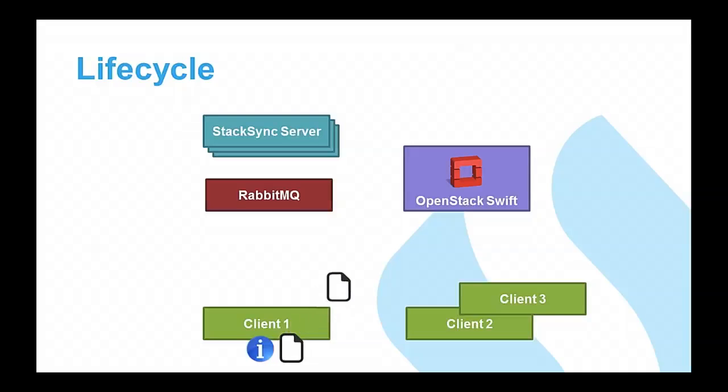The second step is to upload the data to OpenStack Swift directly. Once this is done, we communicate with the StackSync server in order to give it the metadata of the files. And if everything is correct, the metadata is correct, and the version of the file is correct, we have to communicate to the other clients that a new file has been created by another user. So we use RabbitMQ to send the metadata to the other clients, client 2 and client 3.